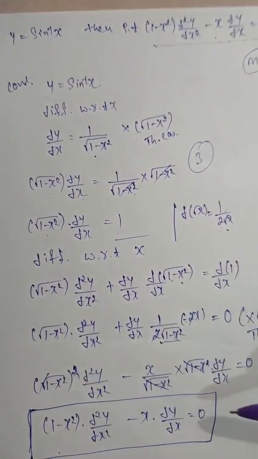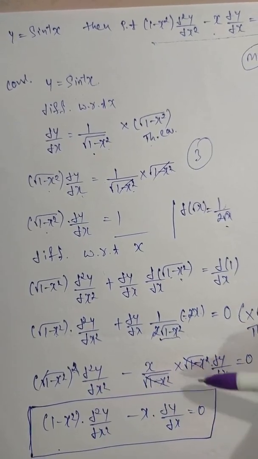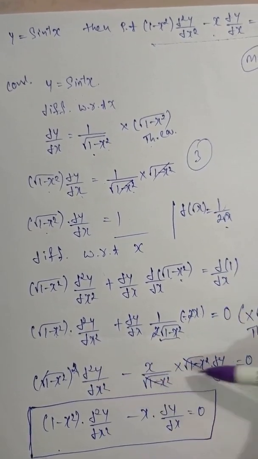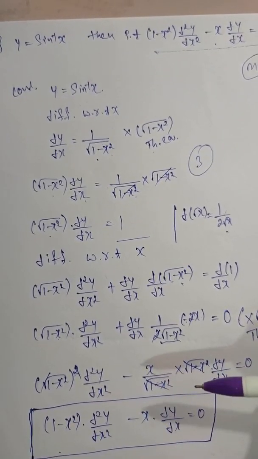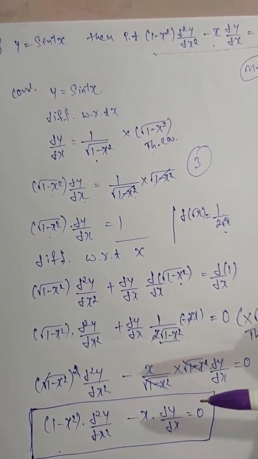Square and root will be cancelled. Denominator and this numerator will be cancelled. We are left with the equation that was given. So this is the problem. It is an easy problem. They will ask it for 5 marks.